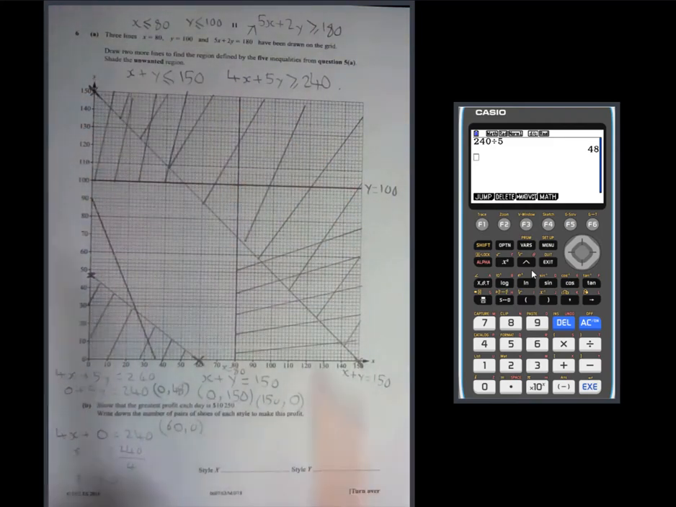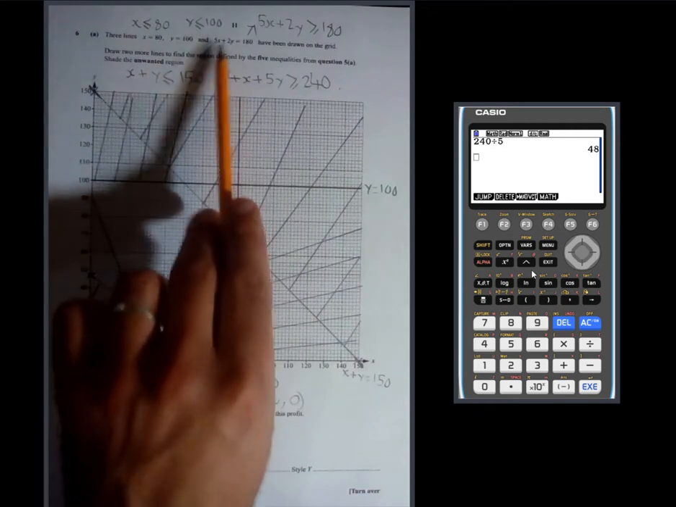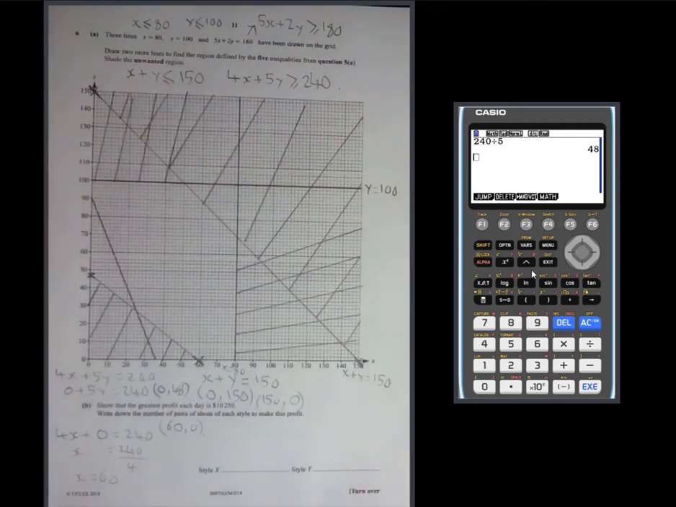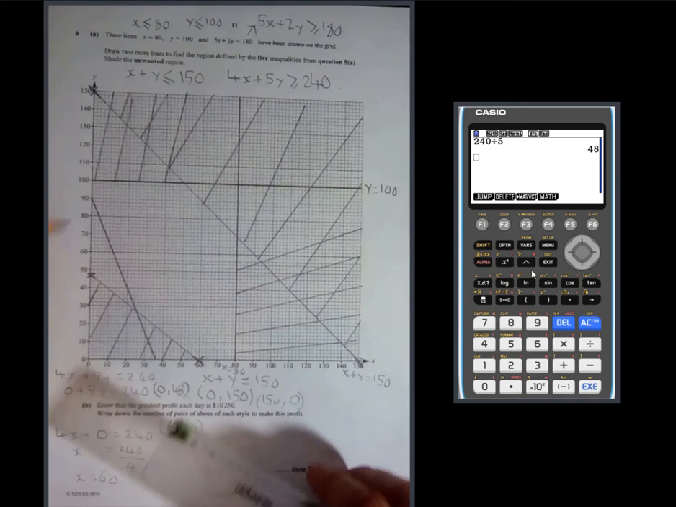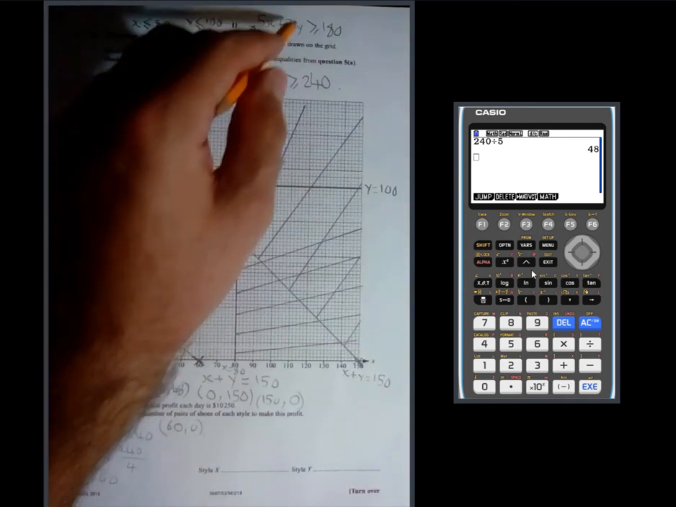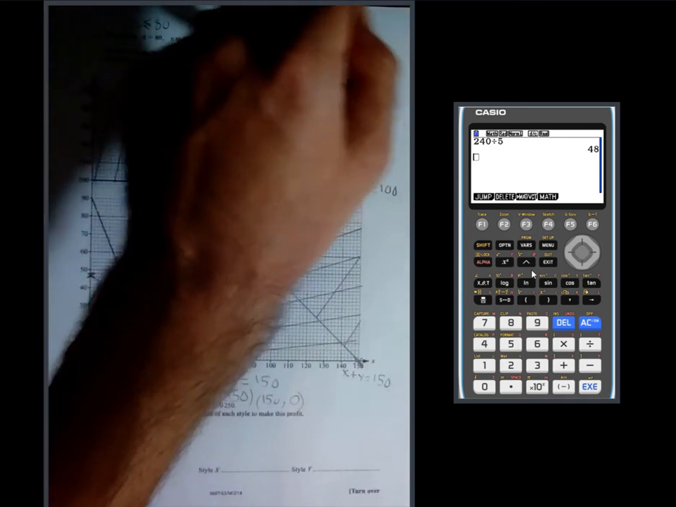One more line is the one that was drawn for us: 5x plus 2y equals 180. It must be the one line that we haven't dealt with, so it must be this one. 5x plus 2y, I won't label it, I haven't got room. But what bit we want is greater than or equal to 180.